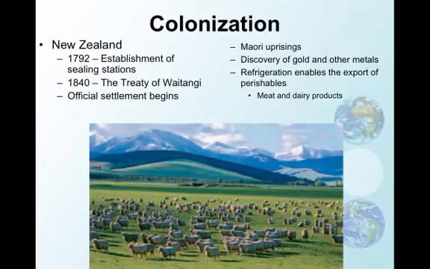Importantly, when we're thinking about the role of New Zealand in global trade today, the invention of refrigeration ships was very important because it allowed New Zealand's meat and dairy product industry to greatly increase, and so much of the meat and dairy from the region comes from New Zealand.